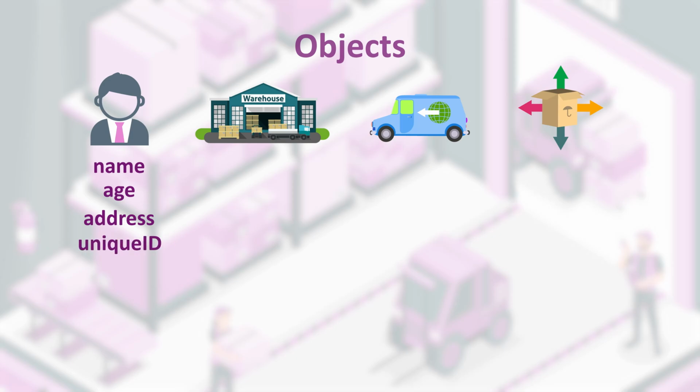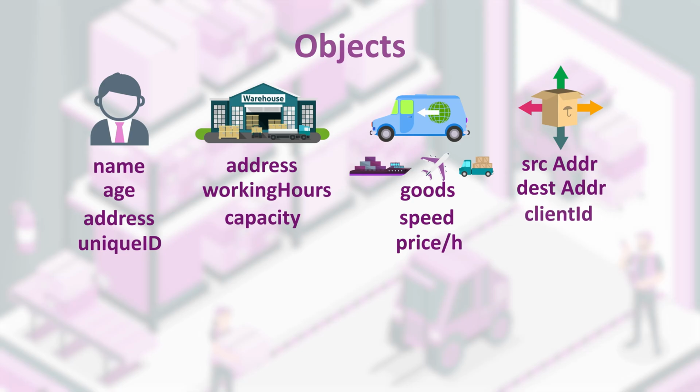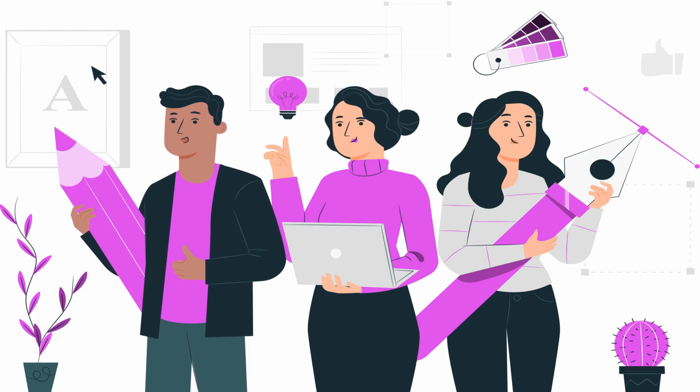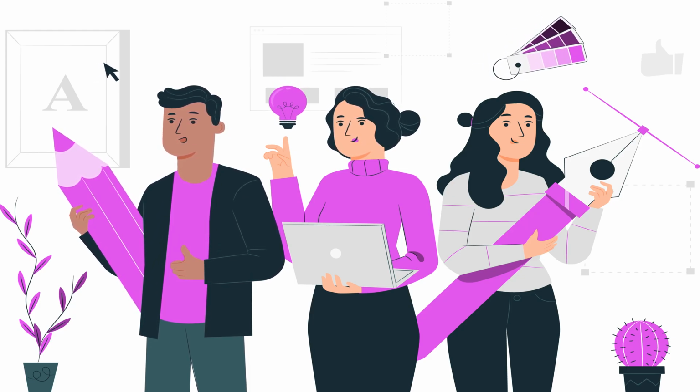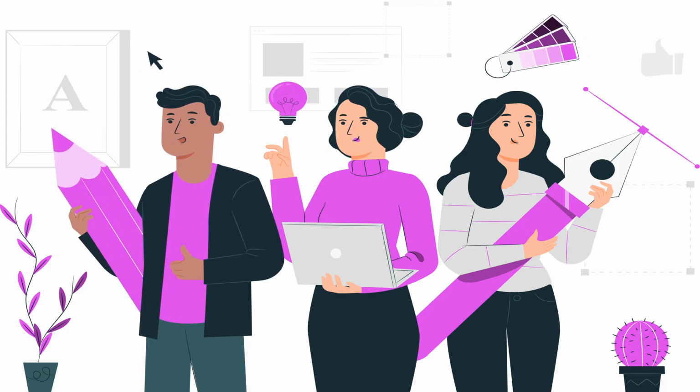A warehouse most likely will contain address, working hours, and capacity. There may be several different types of transport: a ship, a plane, and a truck, for instance. Each of them will contain an array of goods, speed, and maybe a price per hour. The delivery package should contain source and destination address, client link, weight, and additional information about the content: fragile, liquid, refrigerated, etc. While it's very far from the full and efficient design of supply chain software, this should give you an idea how the data types are being created and bundled.